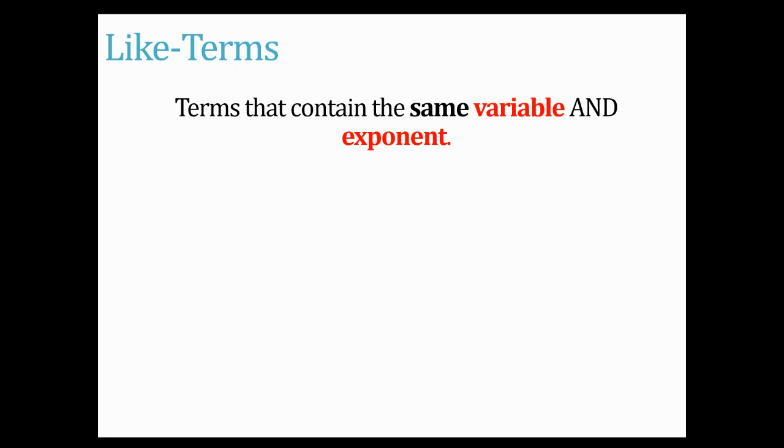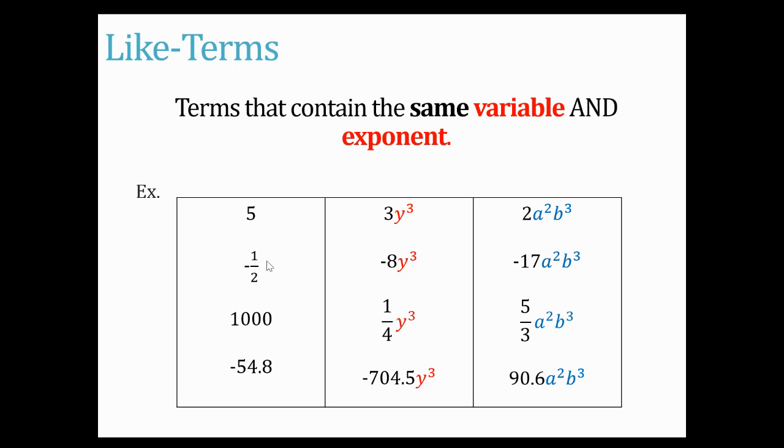So for example, here is a table and each column represents different like terms. If you take a look at this first column, we have 5, -2, 1,000, and -54.8. None of these have variables, so they are considered like terms. So if it doesn't have a variable, it's like terms.